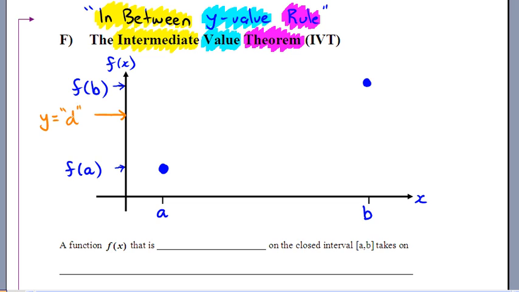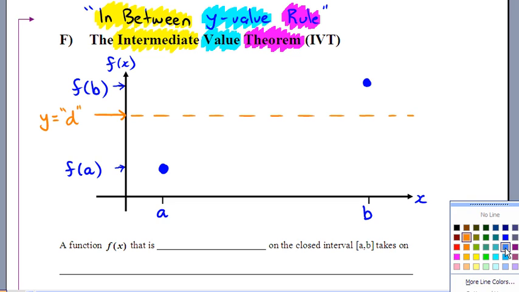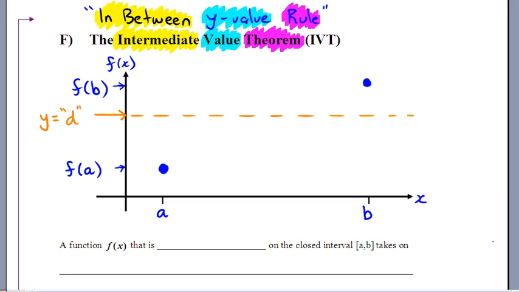Okay, and it's going to be some number stuck in between f of a and f of b. So here's my challenge to you. Maybe take a ruler and let's just mark this across like that. And now you're going to draw a function from blue dot to blue dot. But the catch is it must be a function, so it has to keep passing the vertical line test, and it must be continuous.